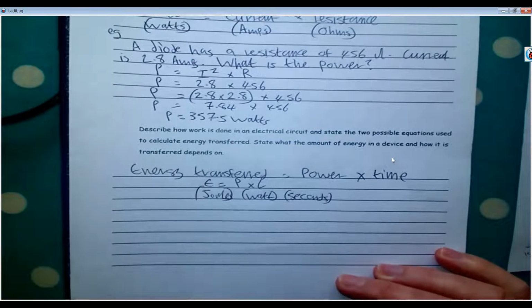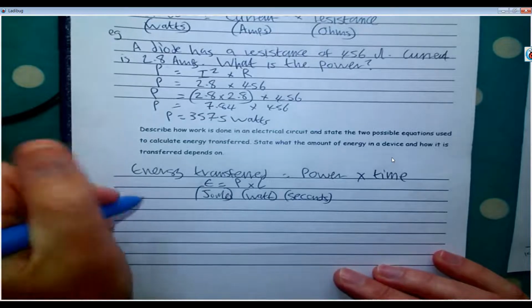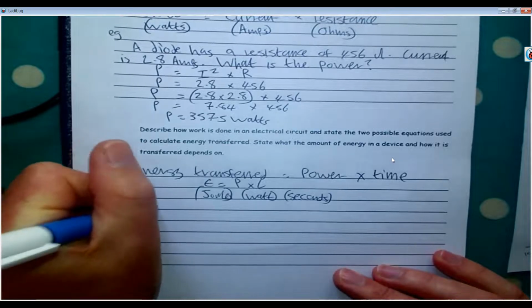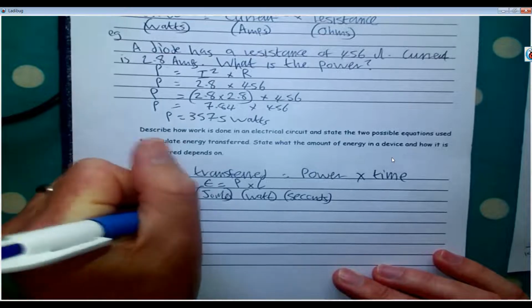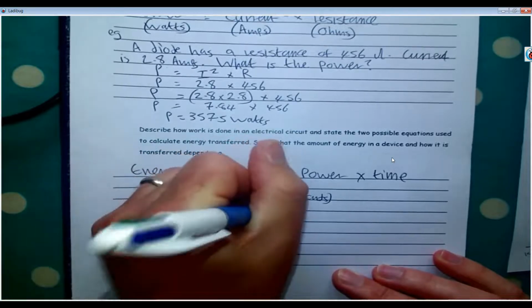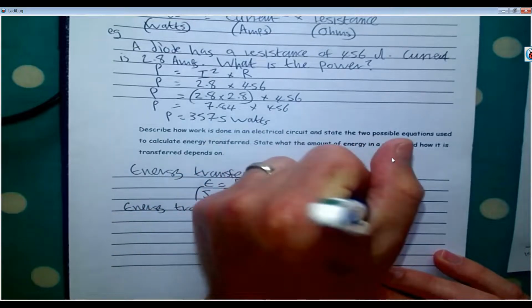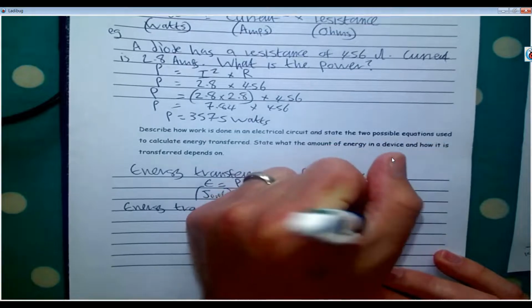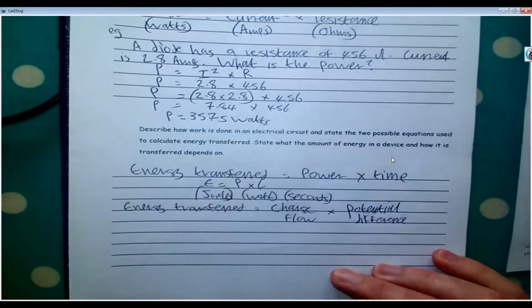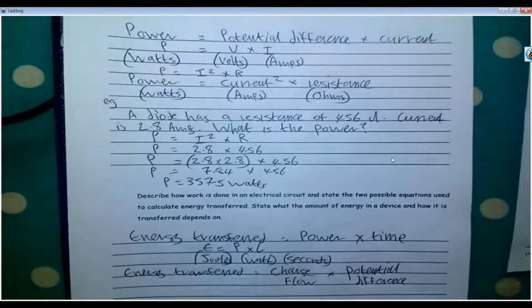Okay, little question for us after we go through our second equation. So our second equation is energy transferred equals charge flow times potential difference. So you might want to pause at this moment in time to write down your notes, and then we'll just go on to one more little worked example.